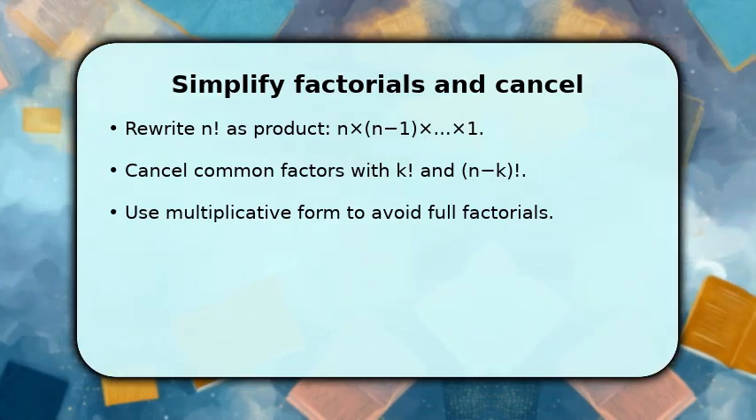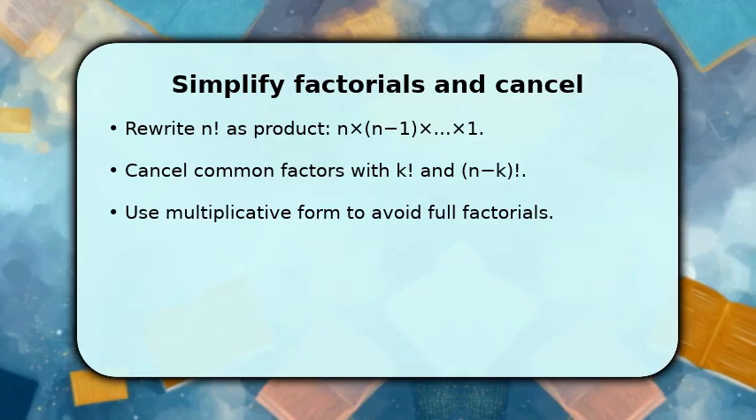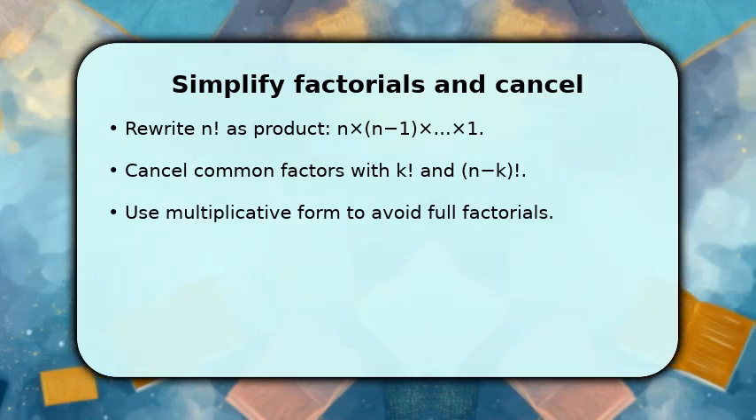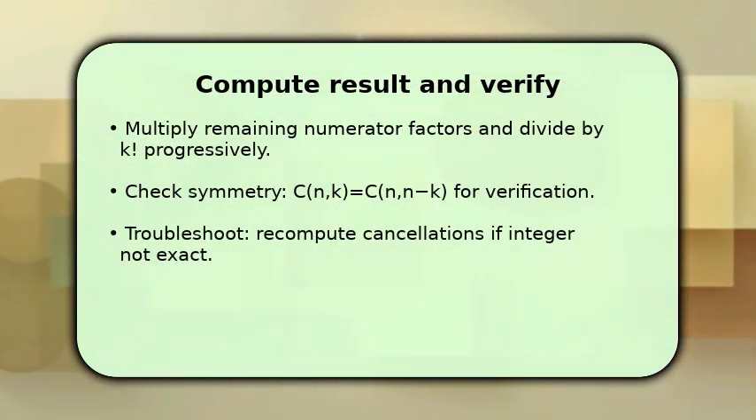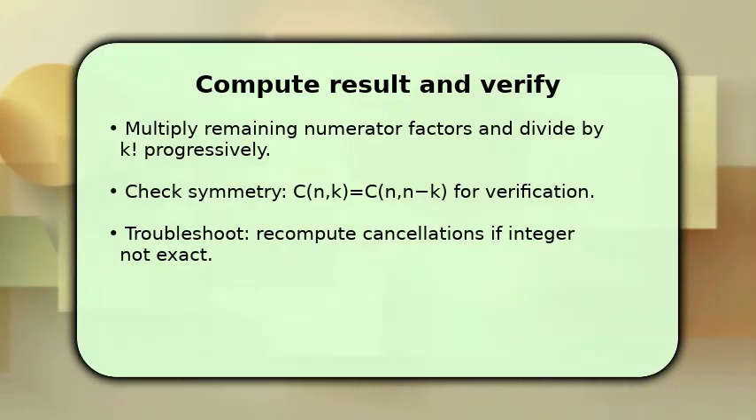This avoids overflow. If numbers remain large, compute as successive multiplications and divisions, not raw factorials. You finish by performing the remaining multiplications and divisions, always reducing as you go so each division yields an integer.